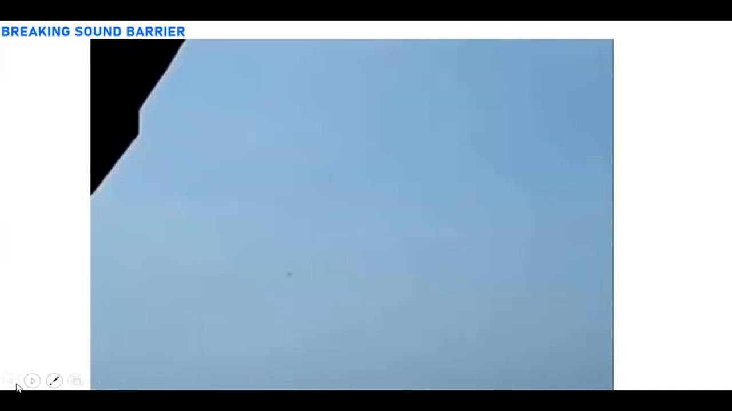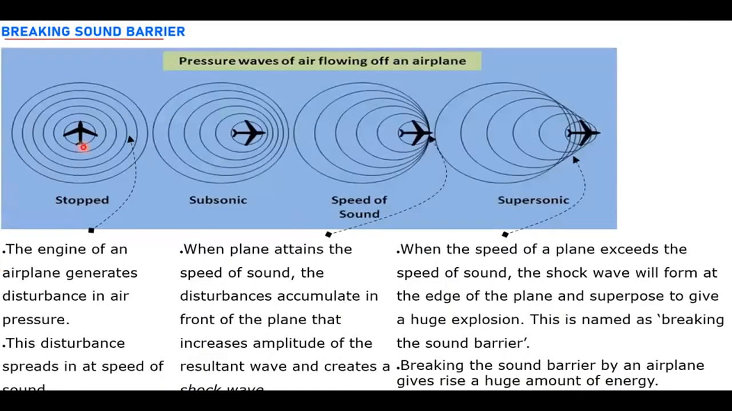Next, we will define breaking the sound barrier. What does it mean? First, we know that as sound is produced, wave fronts are produced, and then they all travel in circles.